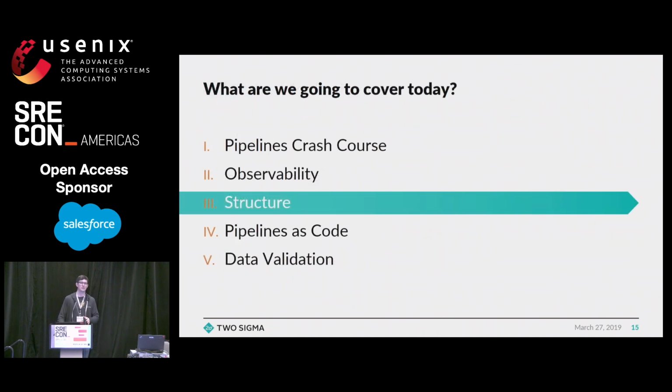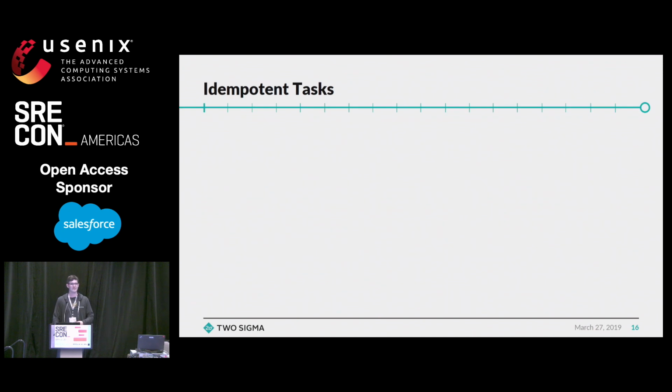So now I'm going to talk a little bit about the structure of our pipelines. Now, to keep this talk 30 minutes, I'm going to only talk about a couple of the most important properties of tasks and input data. I could probably have a 30-minute talk just on this section, but I'm going to keep it to the 2 most important concepts. The first thing is idempotent tasks.